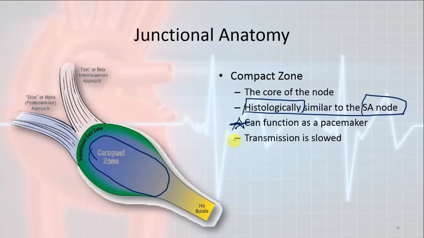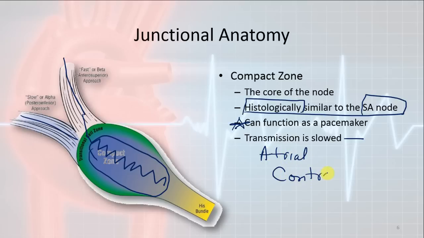Another very important function of the compact zone is that this is where the signal is slowed. So as the signal comes down through the fast or the slow tract, once it gets down here, the signal has to slow way down to get through the compact zone. And the reason it slows down is to allow for atrial contraction. If the signal were to just rifle through at a normal rate, it could cause ventricular and atrial contraction at the same time. So the transmission is slowed down through the compact zone to allow for atrial contraction.